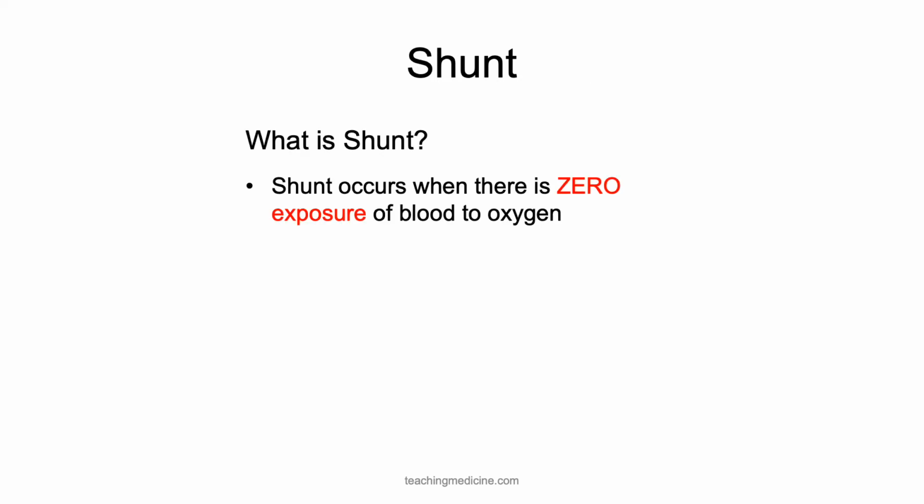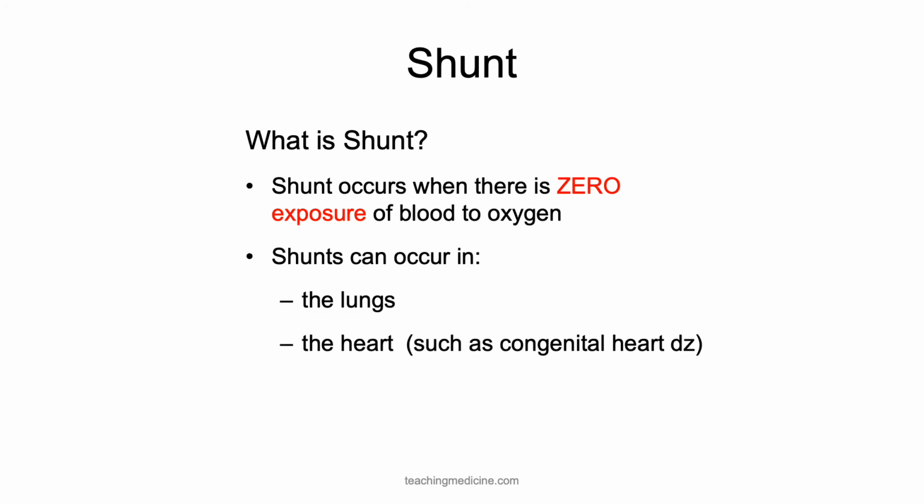A shunt occurs when there is zero exposure of blood to oxygen. Shunts can occur in the lungs, and they can also occur in the heart. The most common cause of shunting through the heart is congenital heart disease.